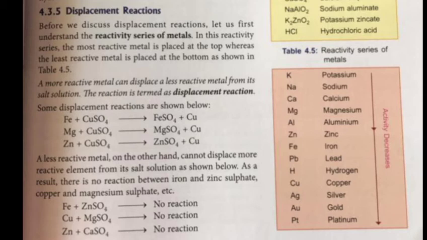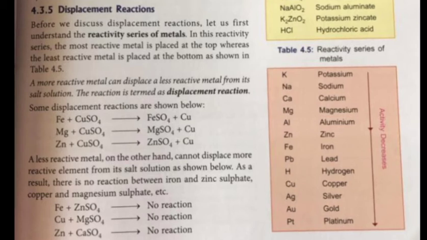And moving down in the same fashion, we reach silver, gold and platinum. These are very less reactive. And gold and platinum are not reactive at all. They don't react with anything. These are non-reactive, and that is why these are called noble metals.